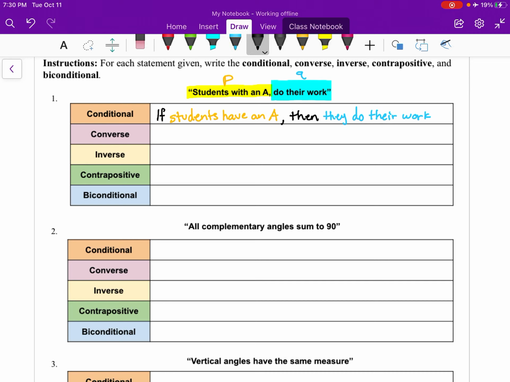Now let's move on to the converse. The converse basically takes our statement and flips it around. So our statement should say, if students do their work, then they have an A.